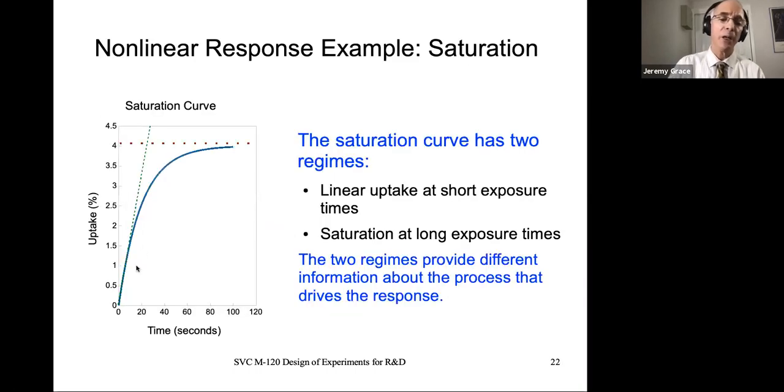I will now point out another type of nonlinear response, which is saturation. And that's the one I have had to face head on.